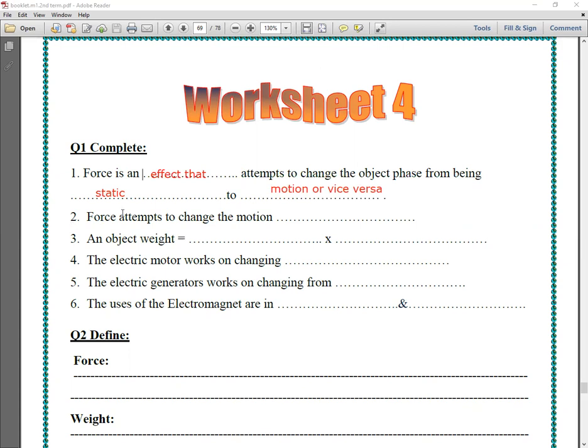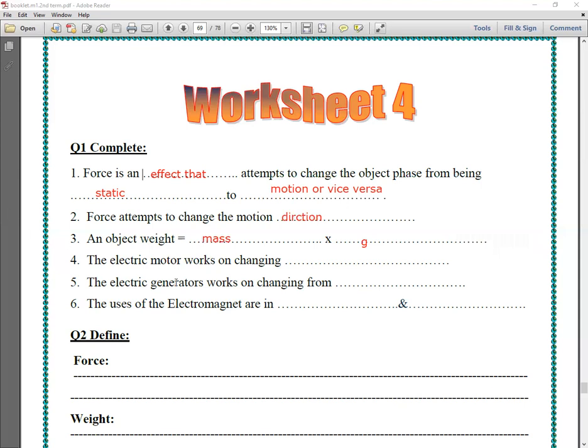Number 2, force attempts to change the motion what? Force attempts to change the motion direction. Number 3, an object weight equals what times what? The weight equals mass times gravity. Mass times gravity.